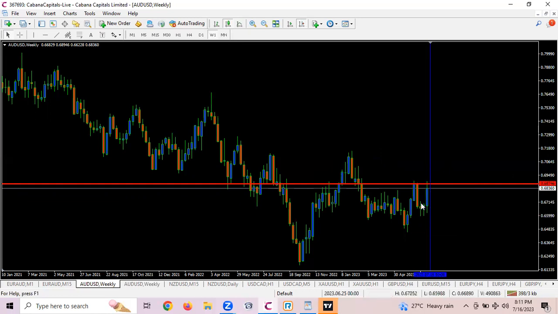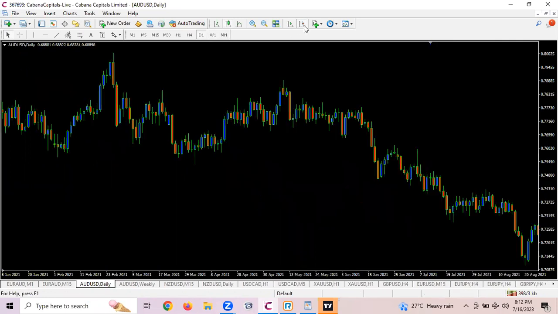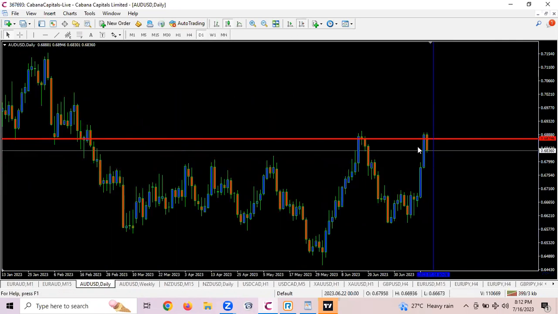If we go down to daily time frame and we have a resistance level, this was a previous resistance on the weekly time frame. We are more concerned about the most recent resistance level. So let's go down to daily and see what we have on daily time frame. So you can see we have a resistance level on daily time frame. This tells me that Australian dollar USD will be bearish this week.